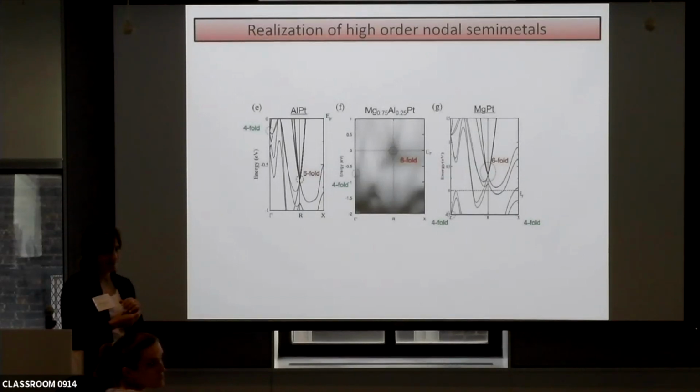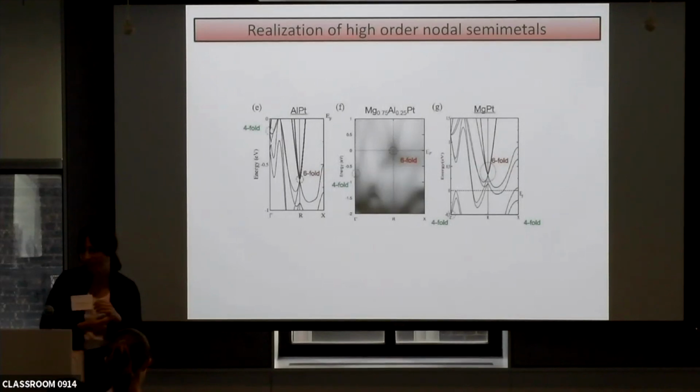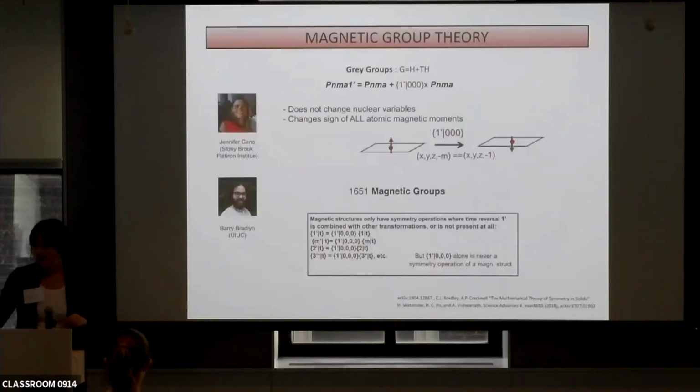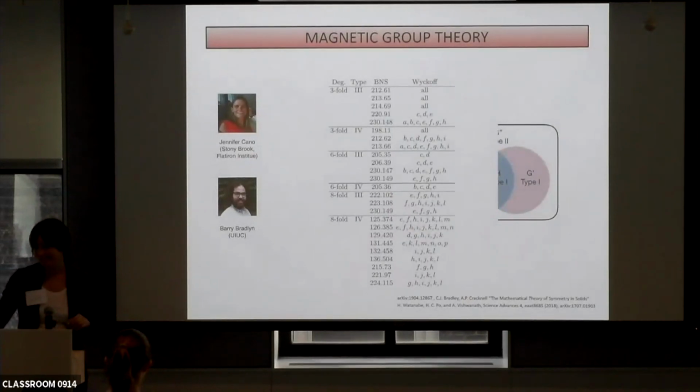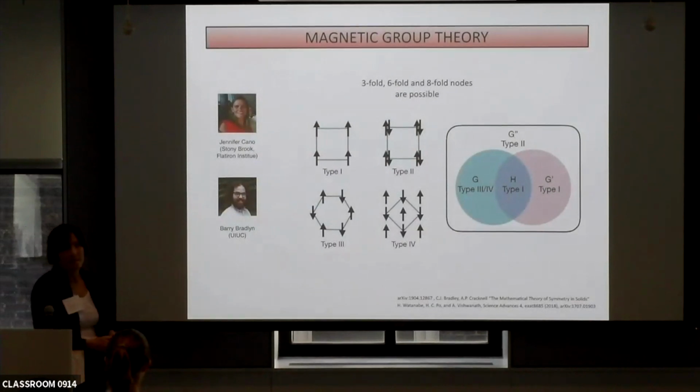So how does the 4, 6, and 8-fold differ in magnetic groups from non-magnetic groups? What is the fundamental physical difference? Do we know? I know it's not very well known even for 8-fold in non-magnetic groups.